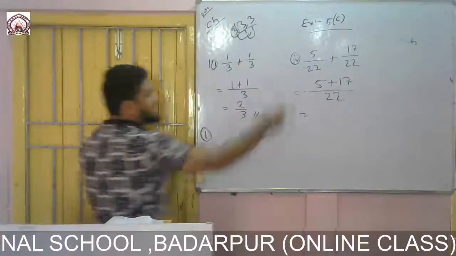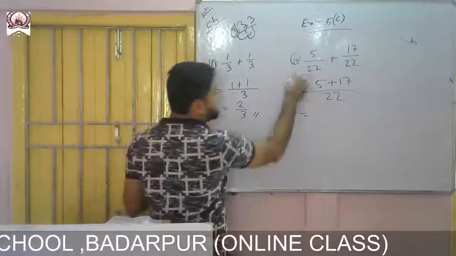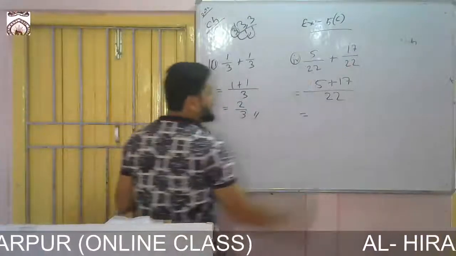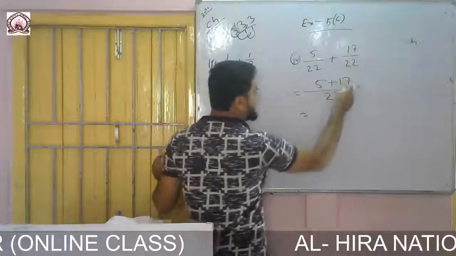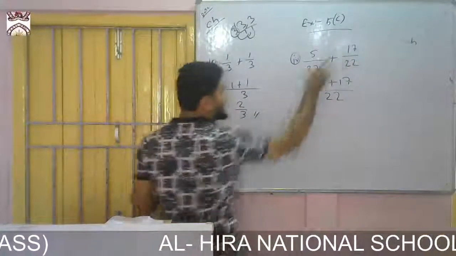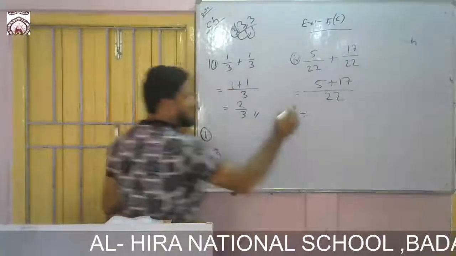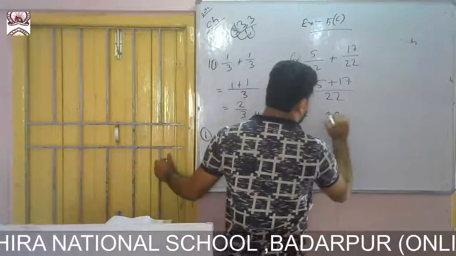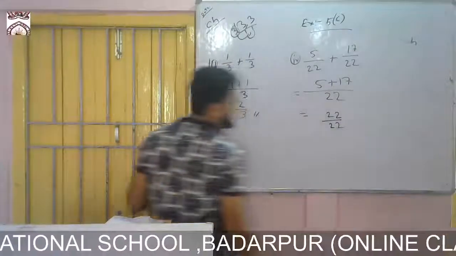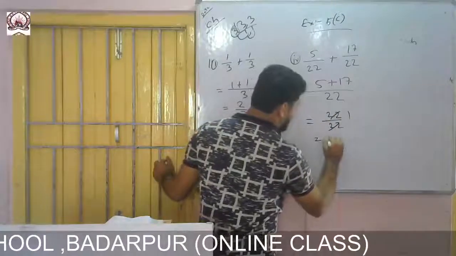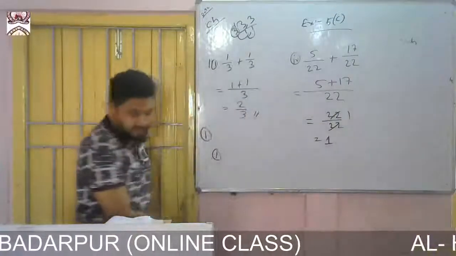Now in this case, if you divide 22 by 22, the answer is 1. So 1 5s are 5. Then if you divide 22 by 22 again, the answer is 1. So 1 17s are 17. Now we add 5 plus 17, which is 22 by 22. If I cancel, I get 1. The answer is 1.